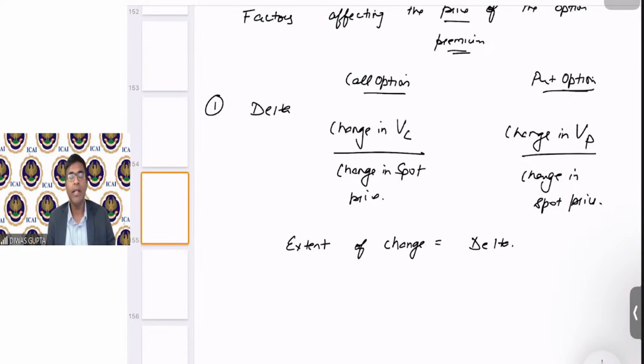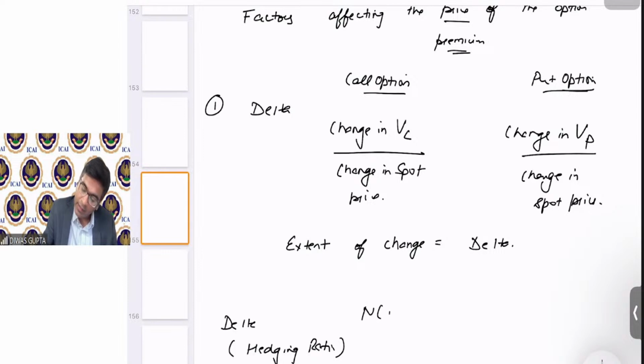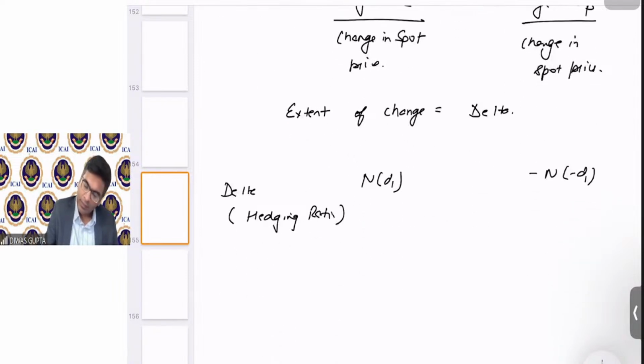And just to tell you, delta is also called the hedging ratio, which was given in our Black-Scholes model as N(d1) and minus N(minus d1). Remember, students? So in the Black-Scholes model, N(d1) we said that is delta, correct?